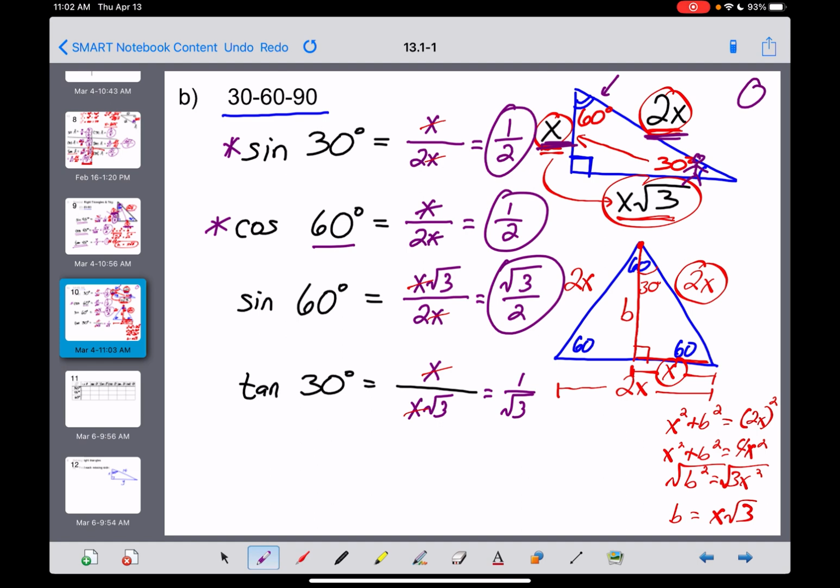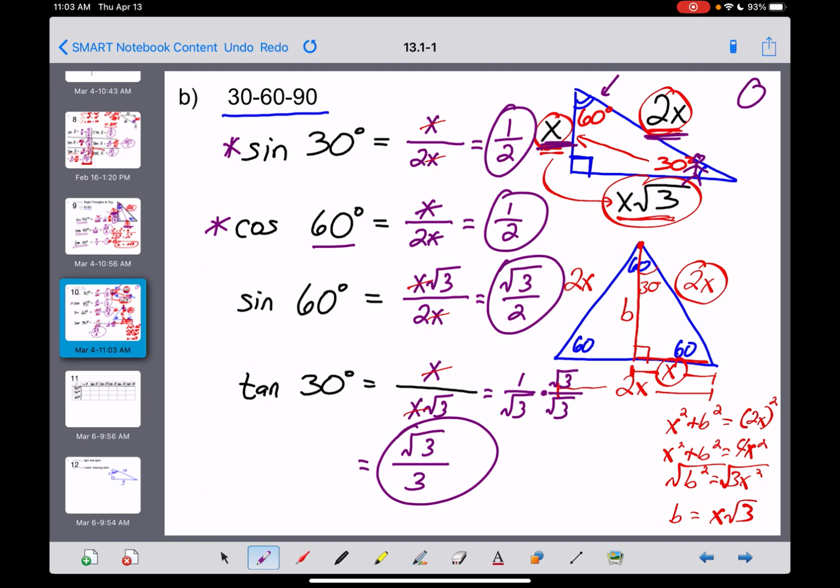Now that's not incorrect, but normally at this level, we rationalize our denominators. So I'll multiply that by root 3 over root 3. And that means that my numerator is going to be 1 times the square root of 3, which is root 3, and my denominator, root 3 times root 3, is just 3. So that's the commonly accepted form of the value here for the tangent of 30 degrees.